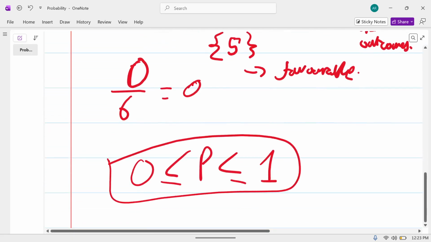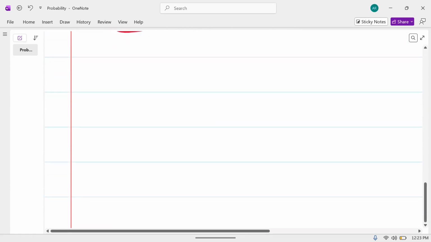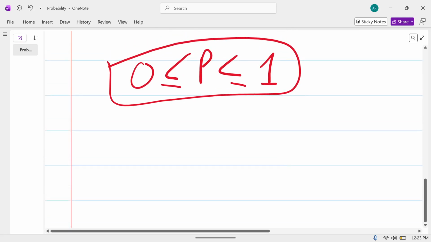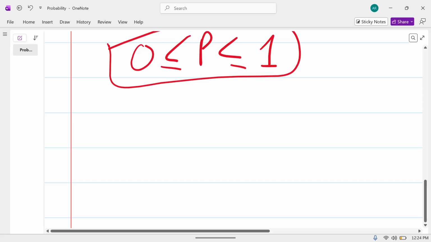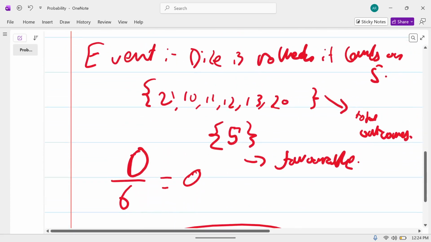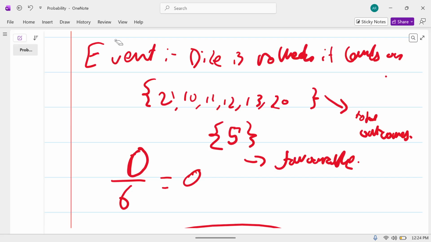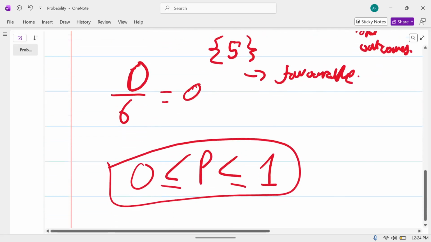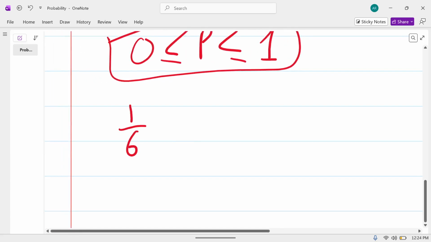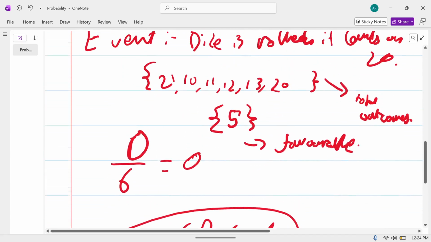Another thing that you are going to find very useful sometimes in an exam situation is that, let's say, for the same event, if I wanted to find the probability for a 20, let's say, right? In that case, what would I write? What would be the probability? The probability would be 1 over 6. Why? Because the total outcomes are 6 and you've got just one 20 in there.